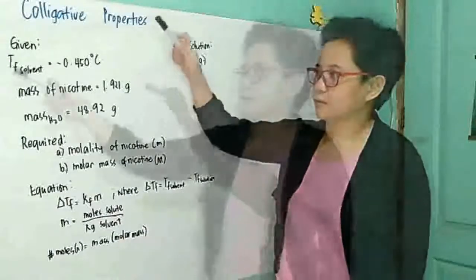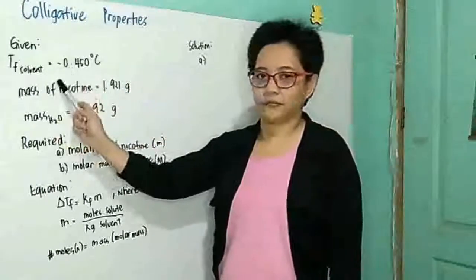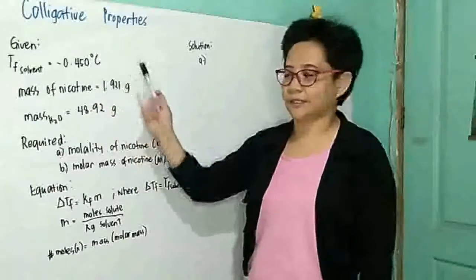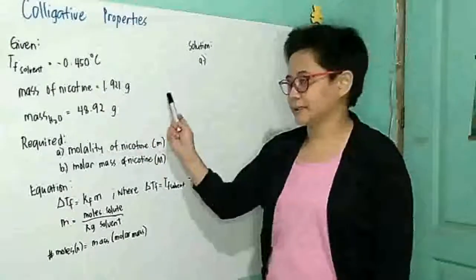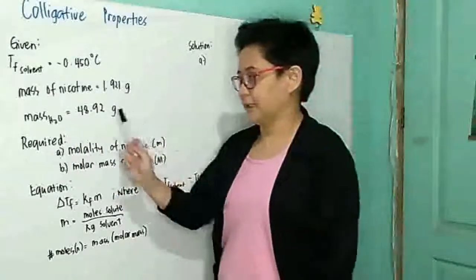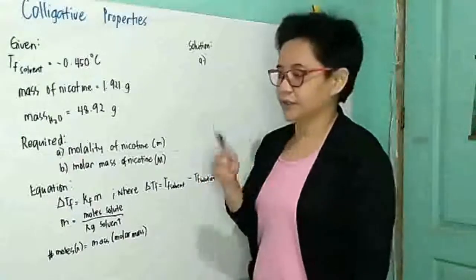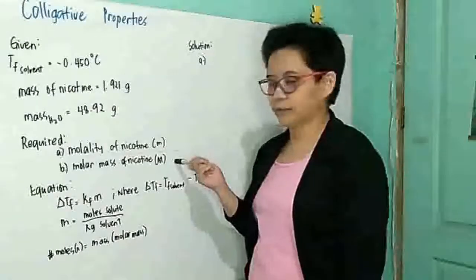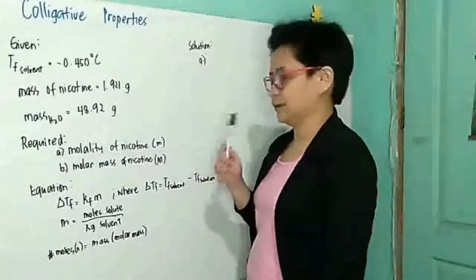These are the given. The freezing point of the solution is equal to negative 0.450 degrees Celsius. Mass of nicotine is 1.921 grams, and mass of water is 48.92 grams. And then, the required will be molality of nicotine and the molar mass of nicotine. As mentioned in your reading, historically, chemists use the colligative properties to look for the molar mass of a certain compound.